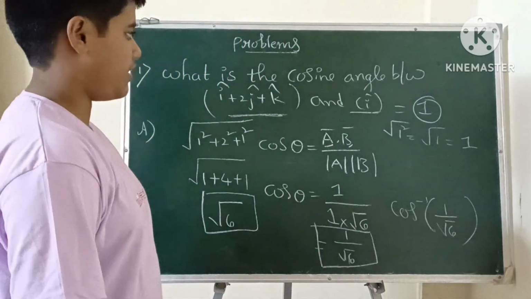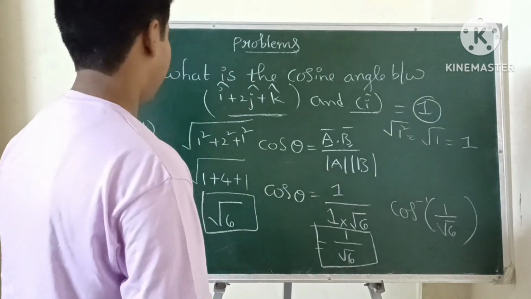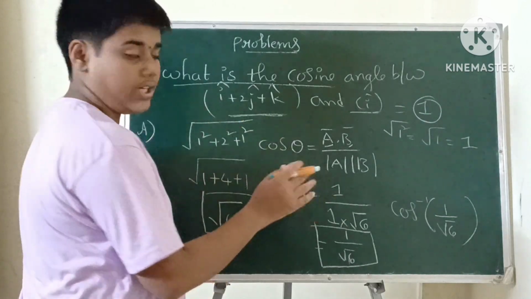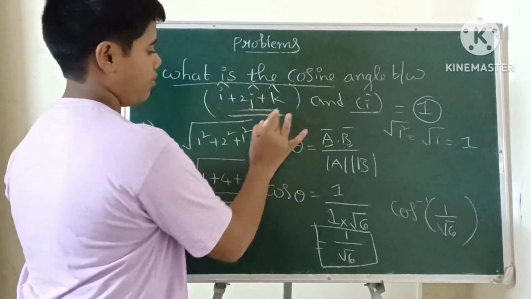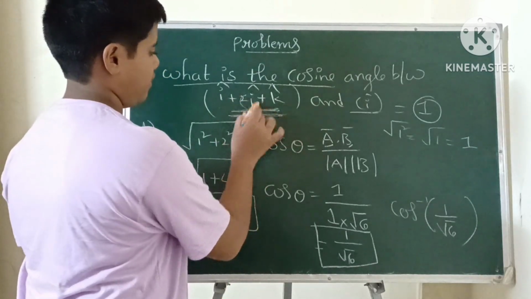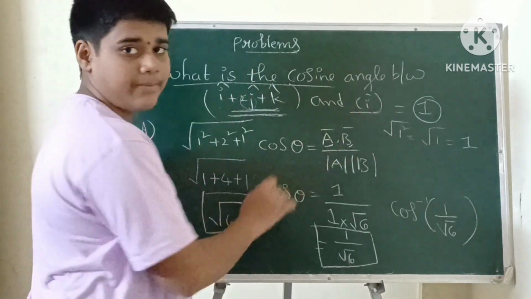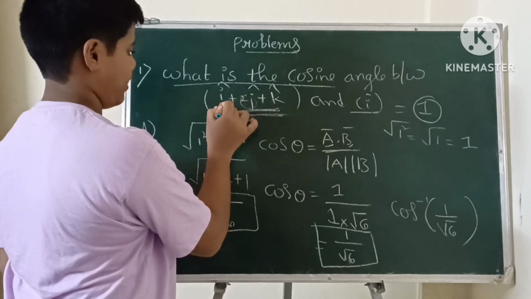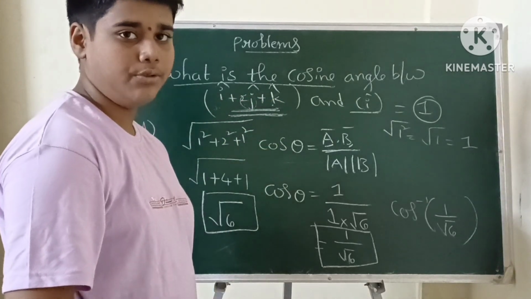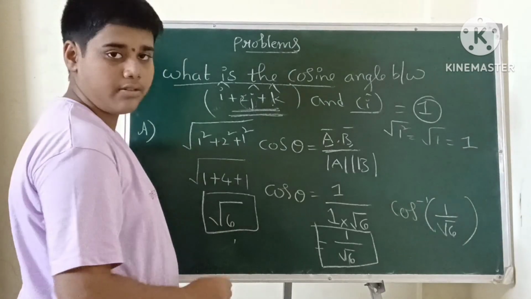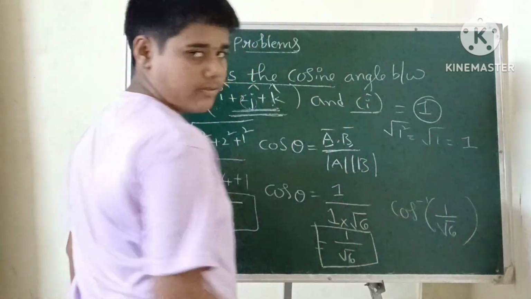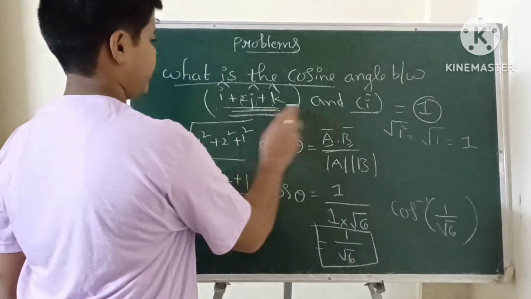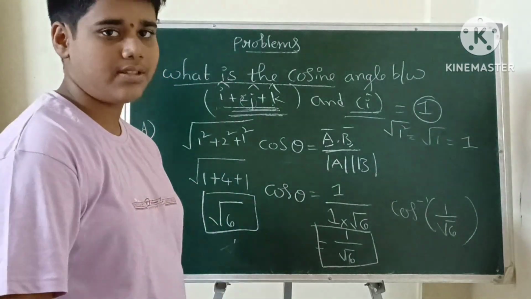So this is the first sum, and I will explain again. What is the cosine of the angle between these two vectors? First, the dot product means I into I, because there are no components of J and K. So I into I means 1. So the dot product is 1 by the magnitude. The magnitude is root over 1 square plus 2 square plus 1 square: 1 plus 4 plus 1, root 6. And root 1 square means 1. So the denominator is 1 into root 6. So 1 by root 6 is the cosine of the angle between these two vectors. So this is the first sum.